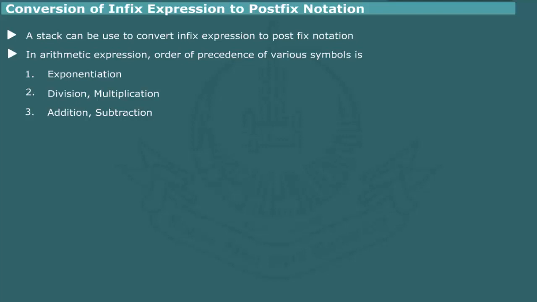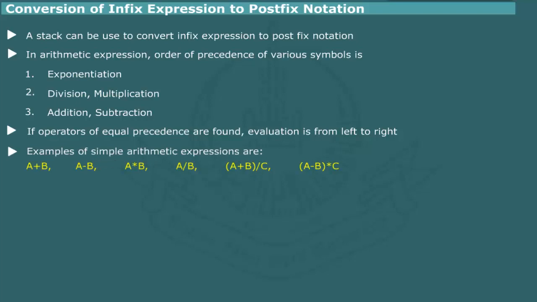Number 4. When two operators of the same precedence appear consecutively, evaluation takes from left to right. Number 5. Parentheses may be used to enhance the level of precedence. Examples of simple arithmetic expressions are a plus b, a minus b, a star b, a slash b, and so on. The algebraic notation for arithmetic expression is called infix notation.